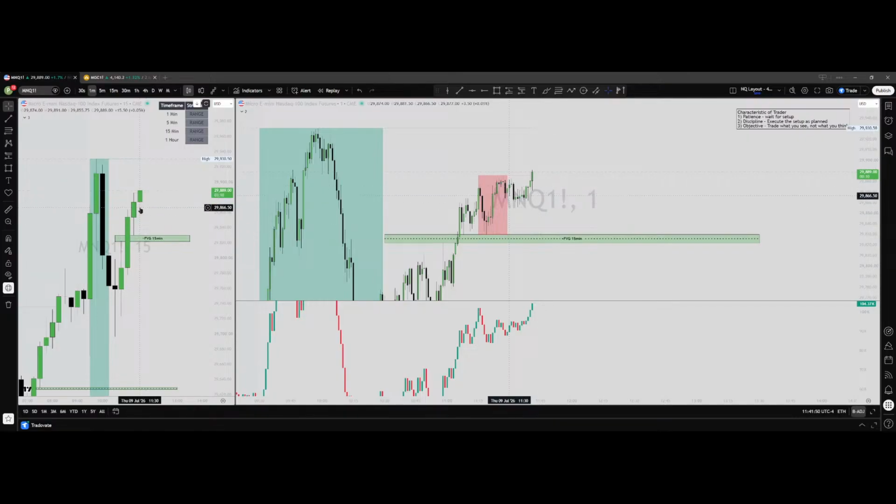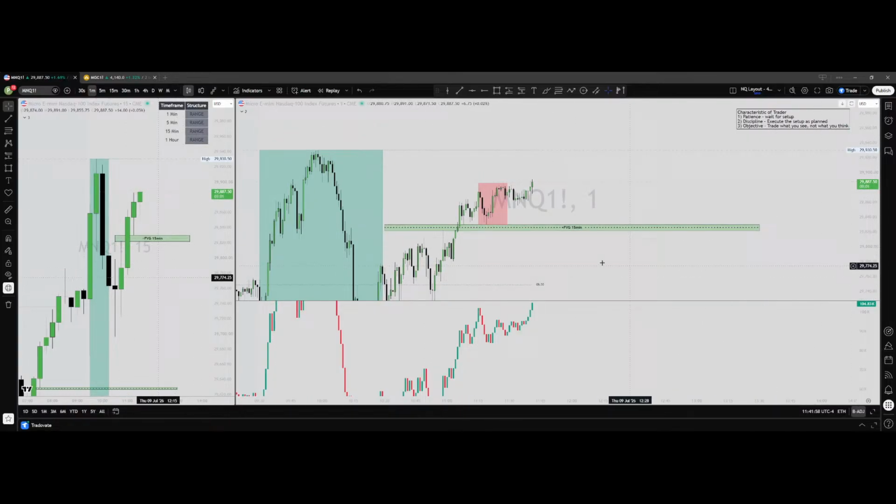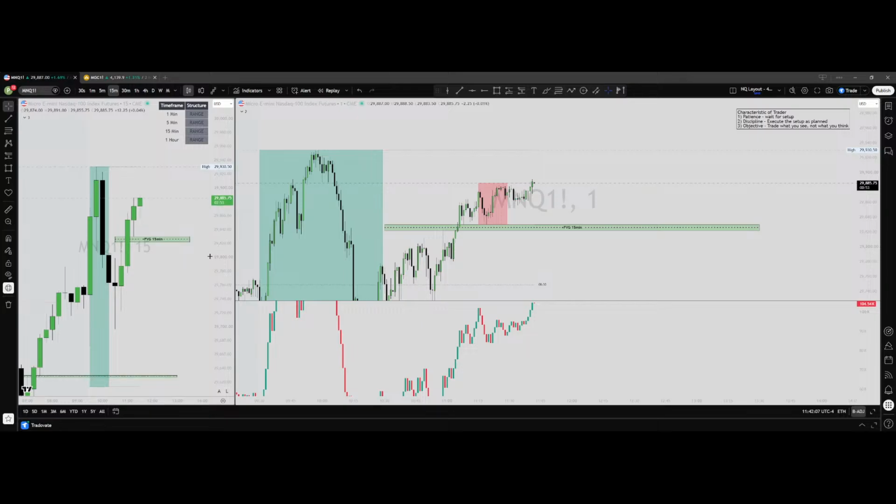I would have liked to see price coming down into this 15-minute, but it did not. And I do not want to be trading into lunch session where price just slows down and manipulates a lot. Our draw on liquidity is higher. Later in the session, maybe in the PM session, we might get a good long continuation higher. As of right now, I do not see any trade.